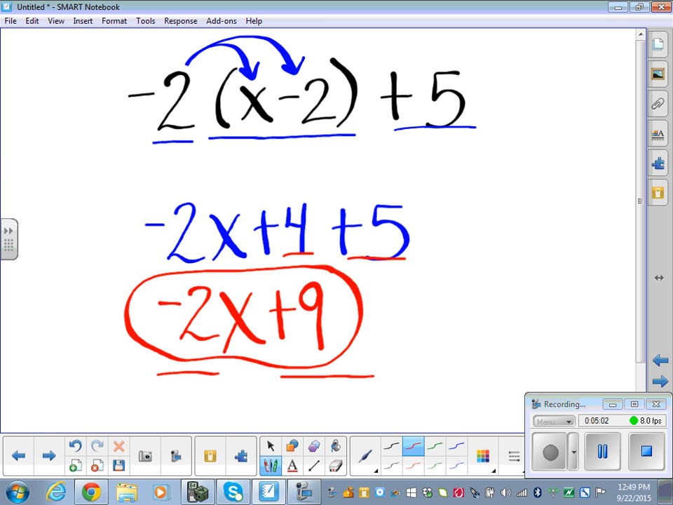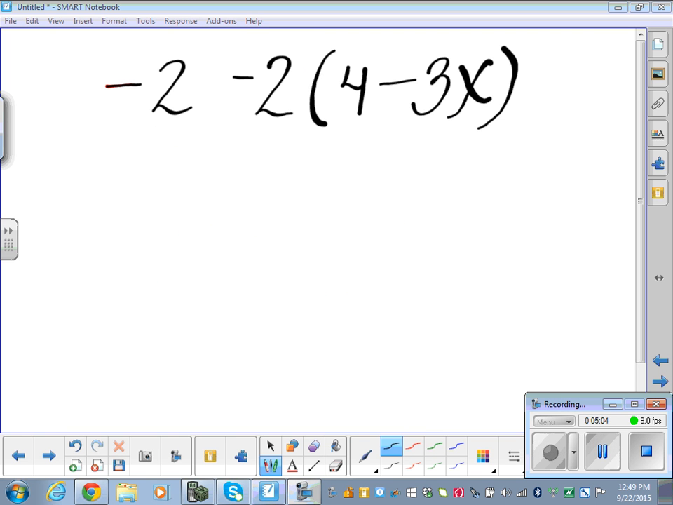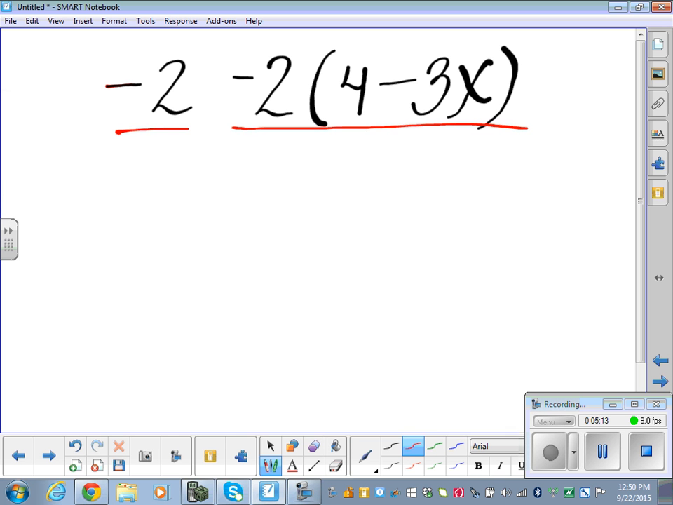All right, let's do another one, a little bit more advanced. There's a lot going on in this one, and we have to be very careful. So notice this -2 is being added or subtracted from all this stuff right here. So we've got to be really careful with this. Also, I want you to notice that -2 right here is being multiplied to all that stuff. So I'm going to distribute -2 through first.